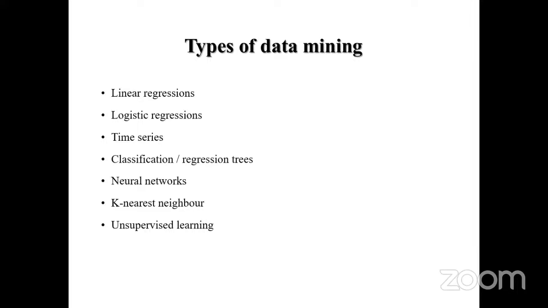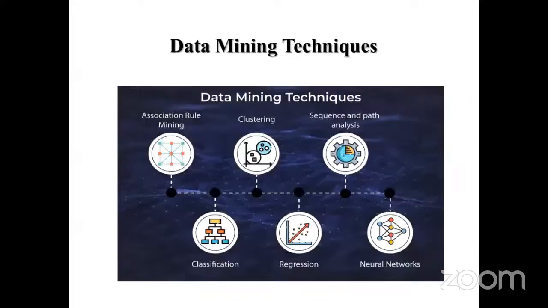The last three, neural networks, k-nearest neighbor and supervised learning, are mainly used for predictive analysis in the medical field and plant trees. These are all the applications. So these are all the data mining techniques. Mainly they work for clustering and classification, and using the neural network, it forms an output.